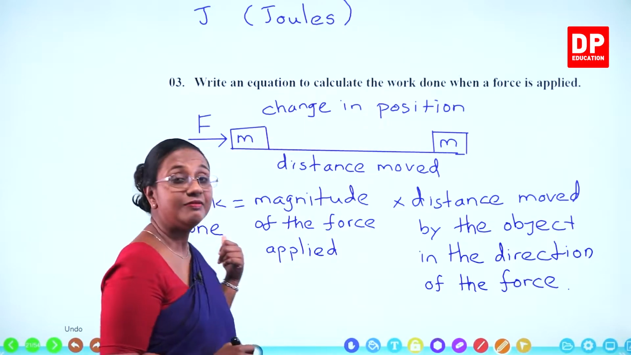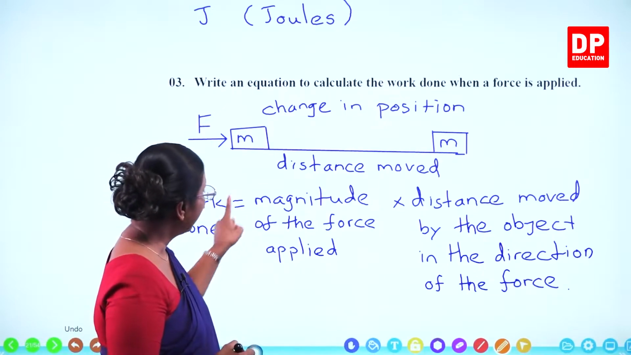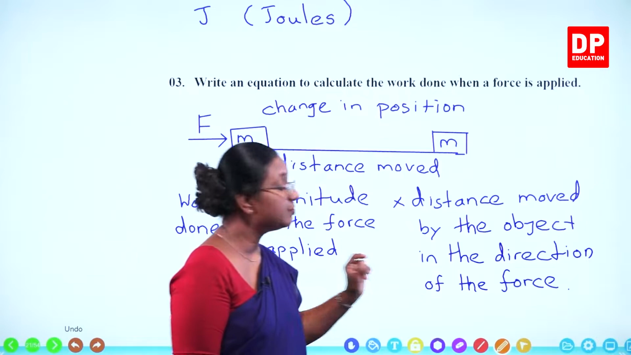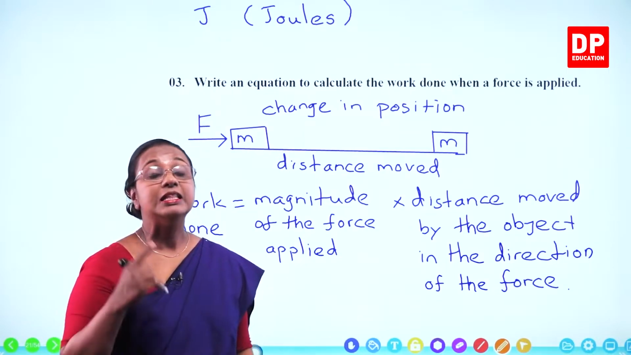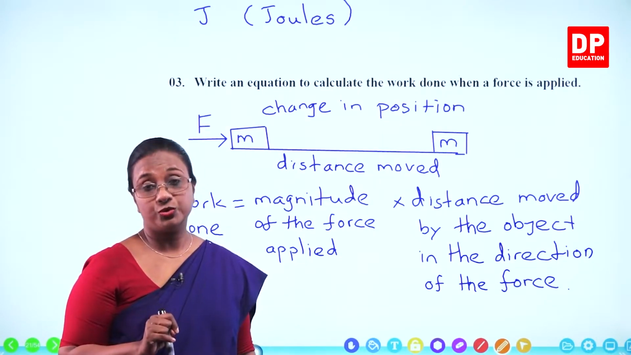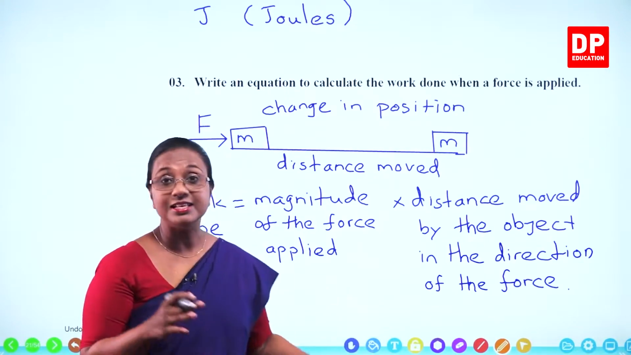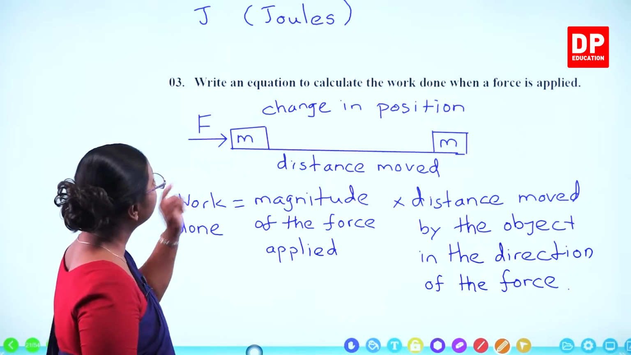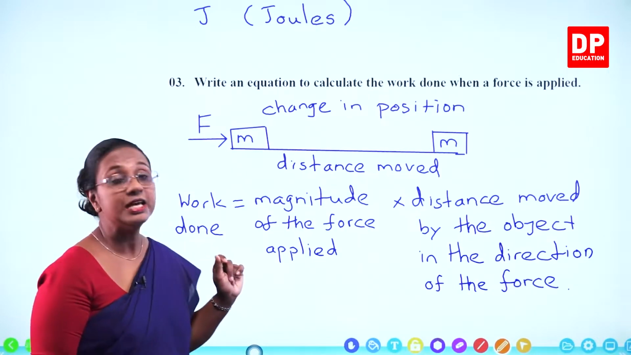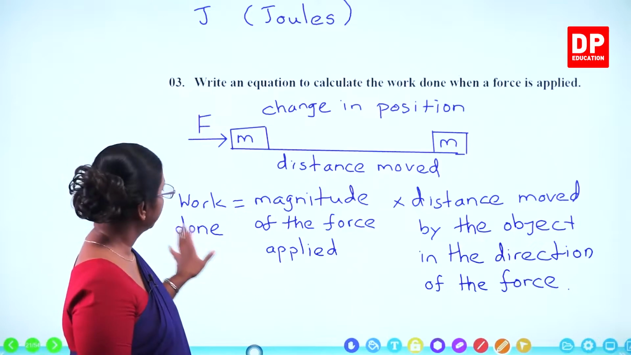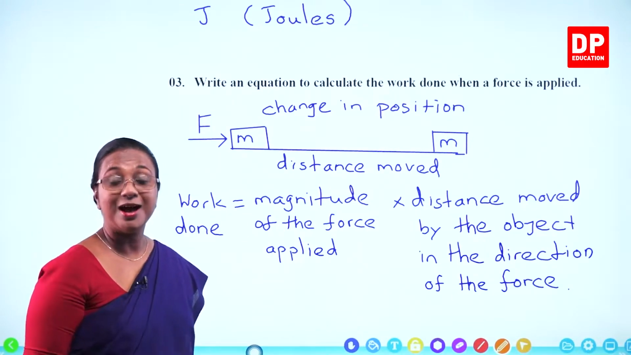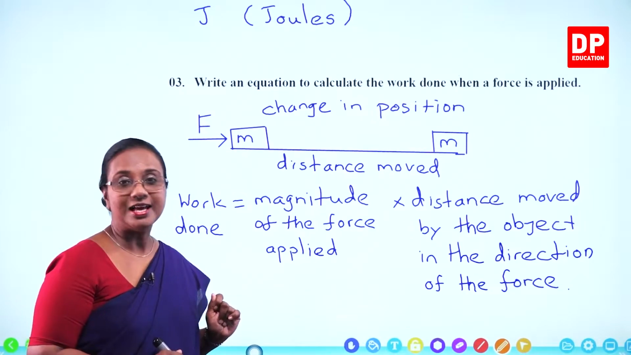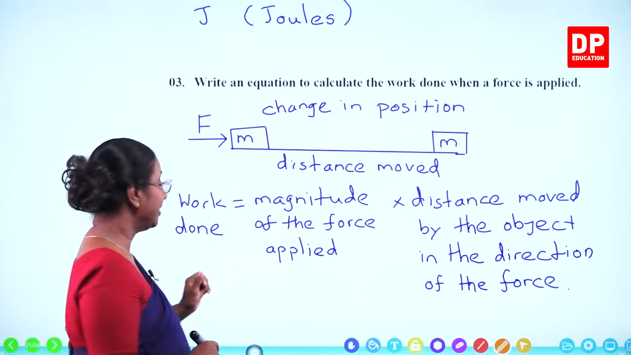So from this only we get the unit joules as well. When magnitude of the force is 1 Newton and if the distance moved is 1 meter, the work done is 1 joule. We don't have to show that. This is just to recall what you have learned. So here you can see, write an equation to calculate the work done when a force is applied. So this is the equation. I'm sure you all also have written this correctly. So with that, students, we'll move on to the next slide.